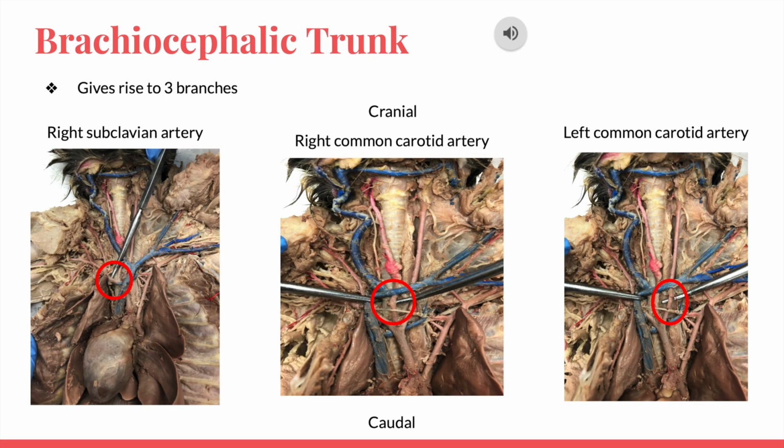Next, we're going to look at the brachiocephalic trunk. This trunk gives rise to three branches: the right subclavian artery and the left and right common carotid arteries. If you look at the images, you will notice that all of these arteries are cranial to the heart and are red in color since they carry oxygenated blood.